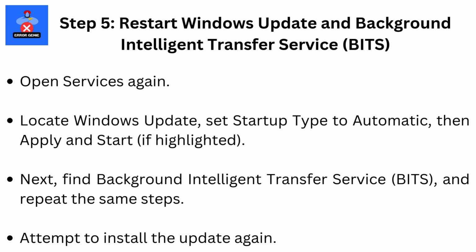Step 5. Restart Windows Update and Background Intelligent Transfer Service, BITS. Open Services again. Locate Windows Update, set Startup Type to Automatic, then Apply and Start, if highlighted. Next, find Background Intelligent Transfer Service, BITS, and repeat the same steps. Attempt to install the update again.